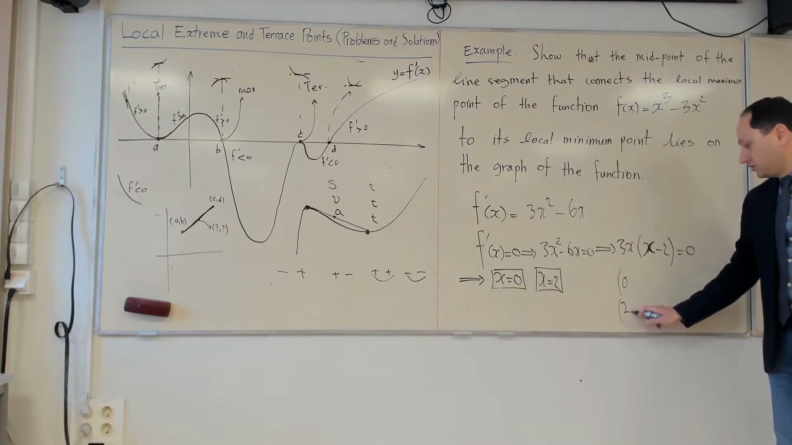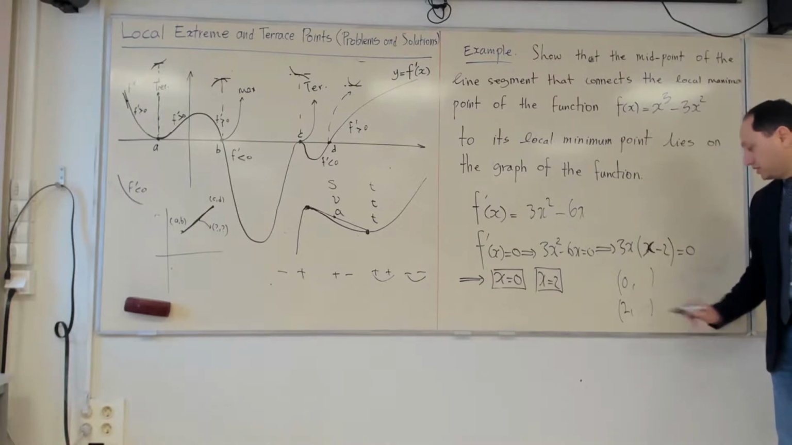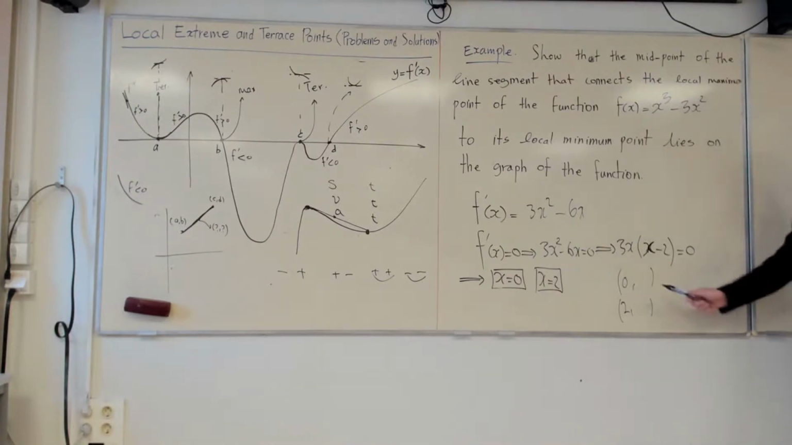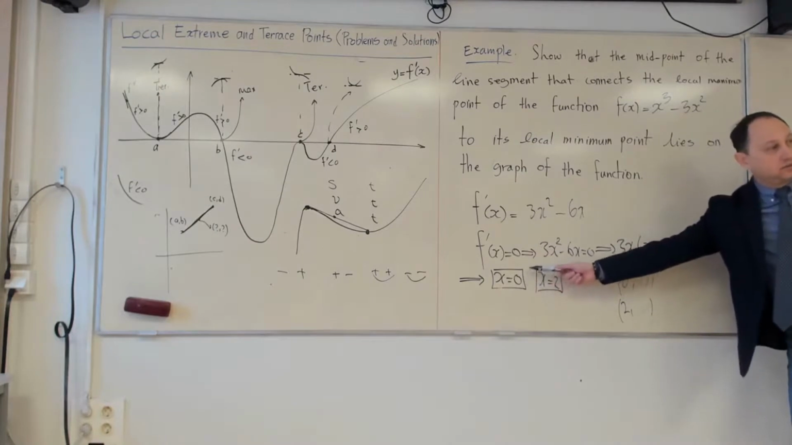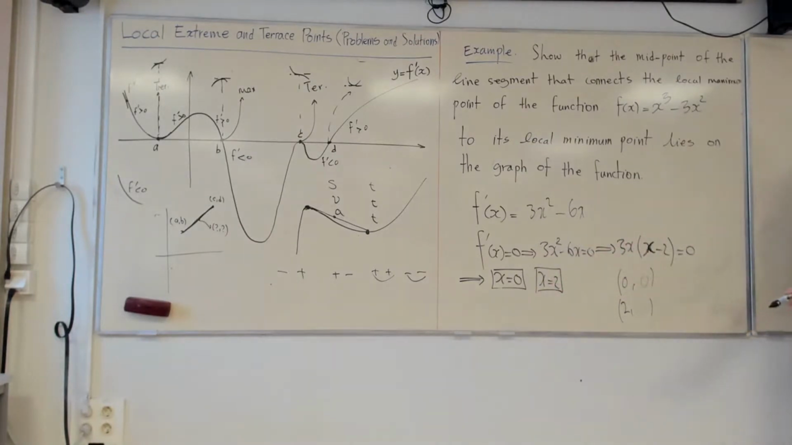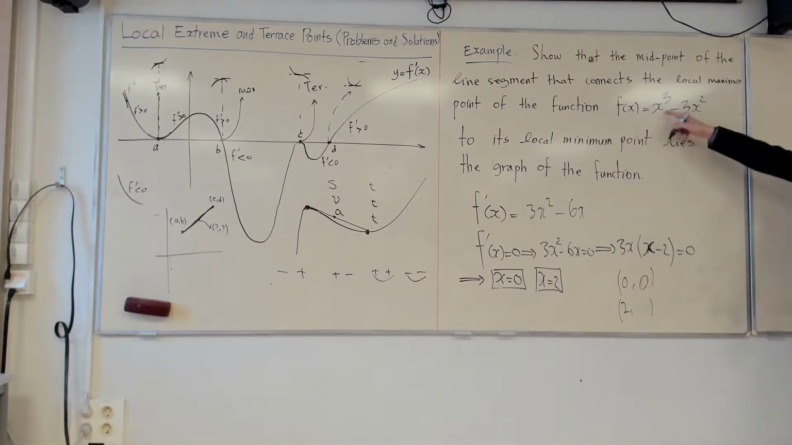One of them is 2. So how should I calculate these y coordinates? Do you know? What should I do? Can you tell me what I should write here? Why? Because I put 0 where? In the derivative or in the function? In the function. So I put the 0 in the function, I get 0. I put 2 where? Again in the function. What's the answer? It is 8 minus 12, it's minus 4.